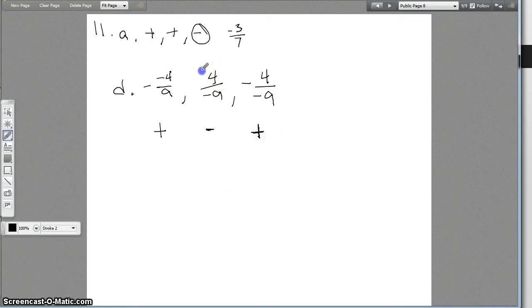So the one that's different is the one that's in the middle. So 4 over -9 is going to be the one that's not equal to the others. So that's all that you're doing in number 11, is checking to see what the signs are. Remember, 2 negatives make a positive. 3 negatives make a negative. So that was number 11, which is just like number 22 that I assigned.